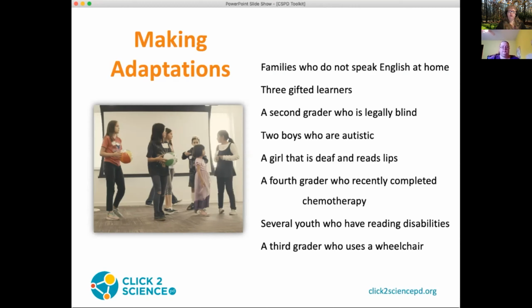Pause now and come back when you're done working through the adaptations handout.